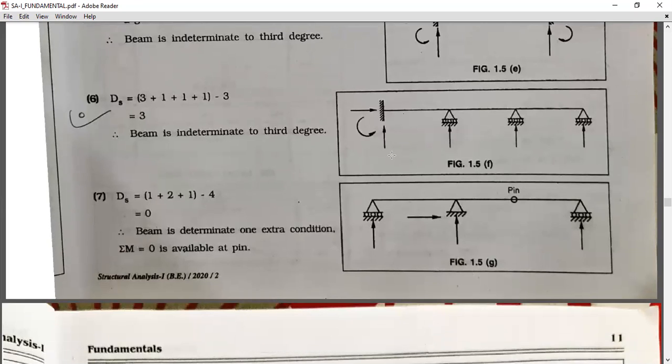DS for continuous beam with one fixed and three roller supports. For fixed support, 1, 2, 3 reactions. Roller supports 1, 1 and 1. There is 3 plus 3, 6 minus 3, which is the equilibrium equation.